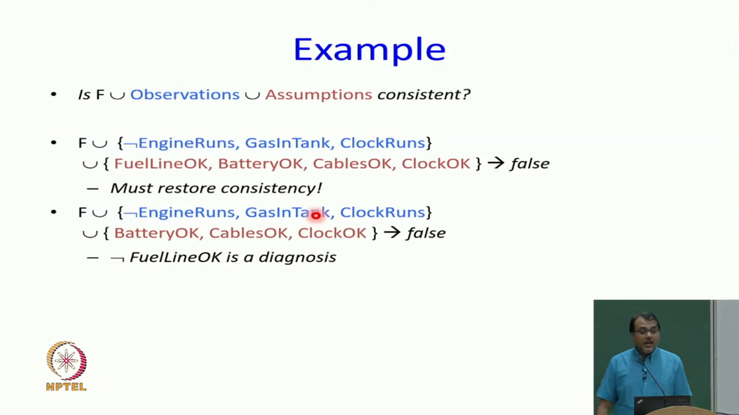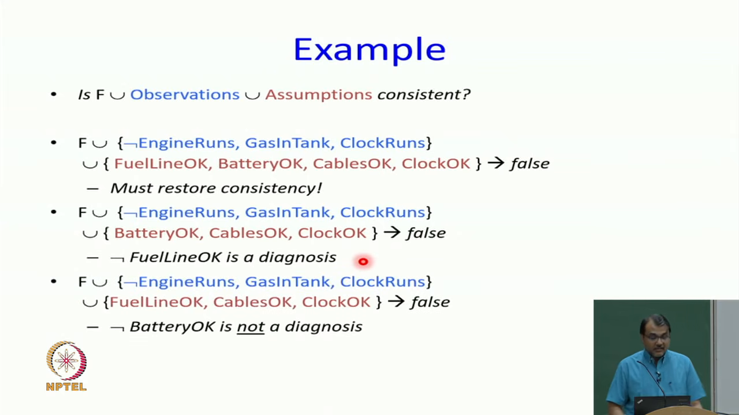So now you say, all right, let me think that maybe the fuel line is not okay. So let me remove fuel line from my assumptions and then check: is it a diagnosis? If I can have a satisfying assignment there, then it's a diagnosis. Similarly, I see, okay, is the battery the problem, and does it give me false? And if that gives me false, then it's not a diagnosis, right?